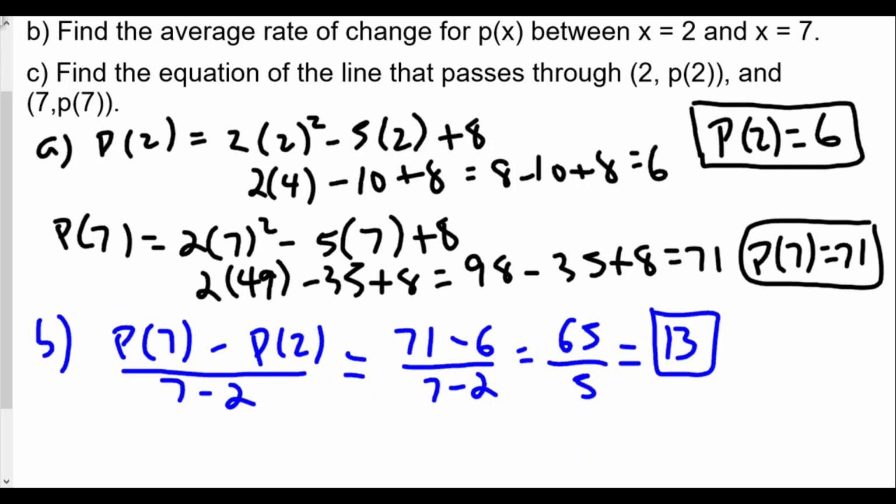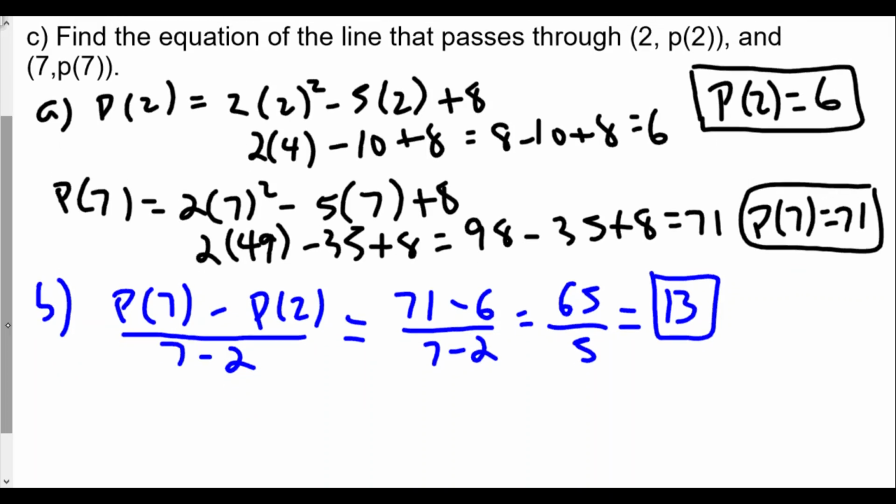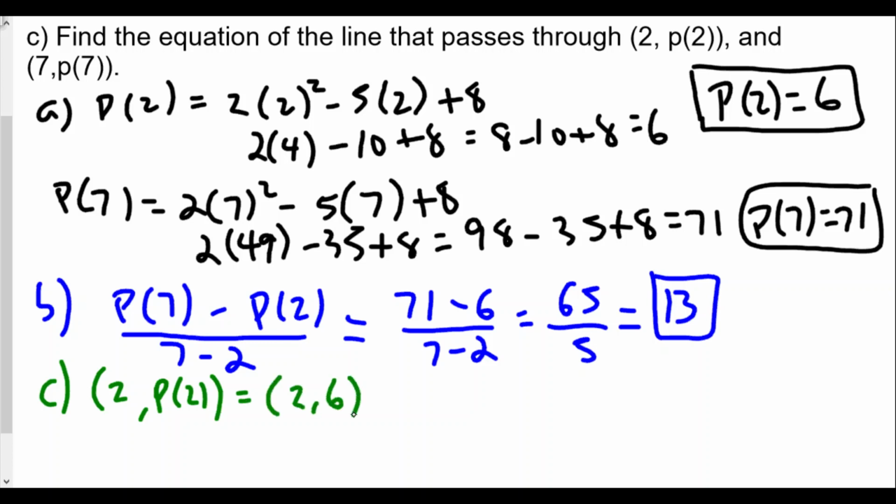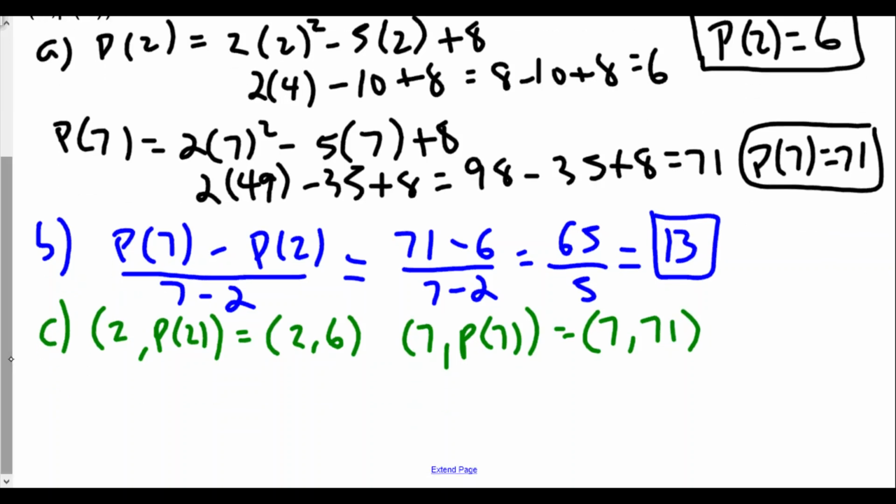Now, for the last part, we want to find the equation of a line that passes through 2 comma p of 2 and 7 comma p of 7. Now, 2 comma p of 2 is really going to be the same as the coordinate 2 comma 6. The coordinate 7 comma p of 7 is really the same as the coordinate 7 comma 71. Now, we could find the slope between these 2 points, but the great thing is that the average rate of change really is the same as the slope of the line.